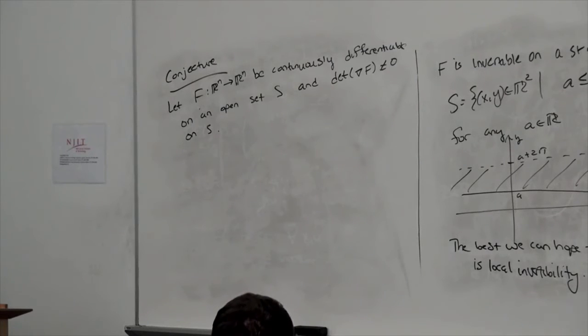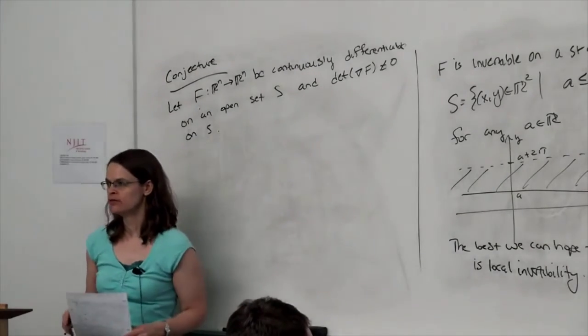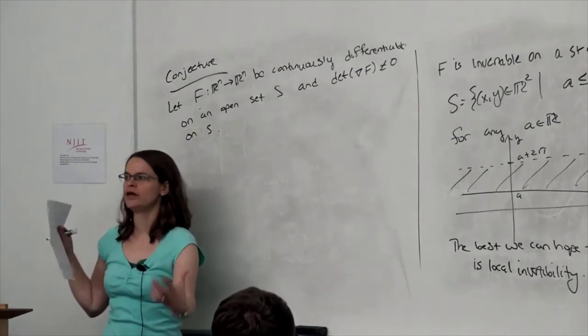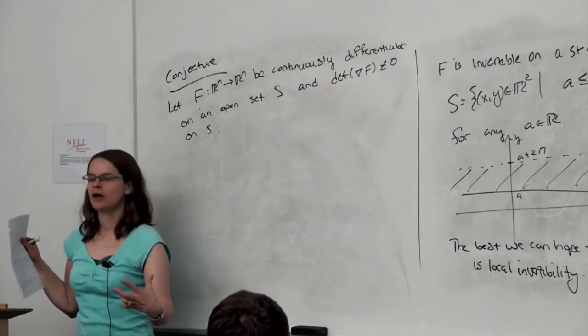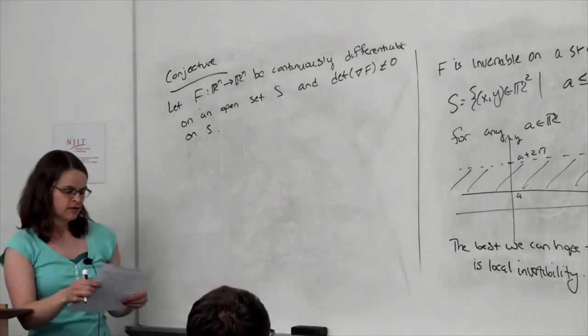Okay, now what am I hoping for? I'm hoping for local invertibility on this set. So I've started with a function that's well behaved on some nice domain. I still don't expect global invertibility on this domain. I expect local invertibility. So what does that mean?